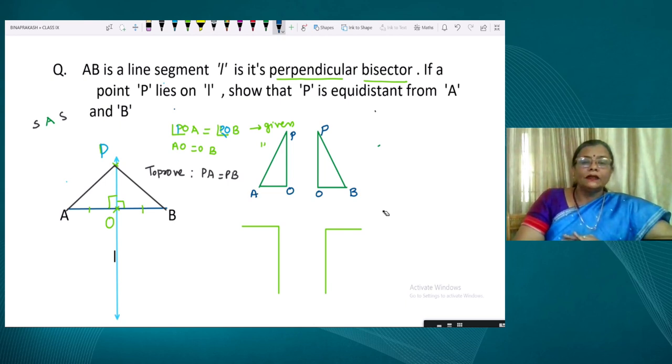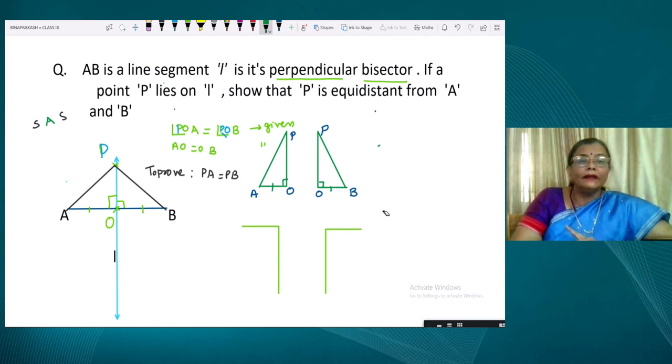Is this figure clear? I have split this triangle, I have taken it apart, I have separated it to see whether we are able to get the SAS congruence. So in this, what you do is put the information, the figure, using a representation. The side AO is equal to OB, given. Also, the measure of this angle is 90 degree. That is also given.